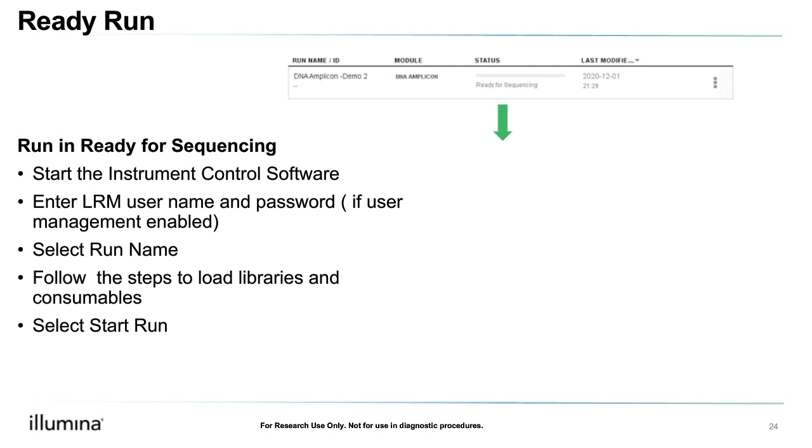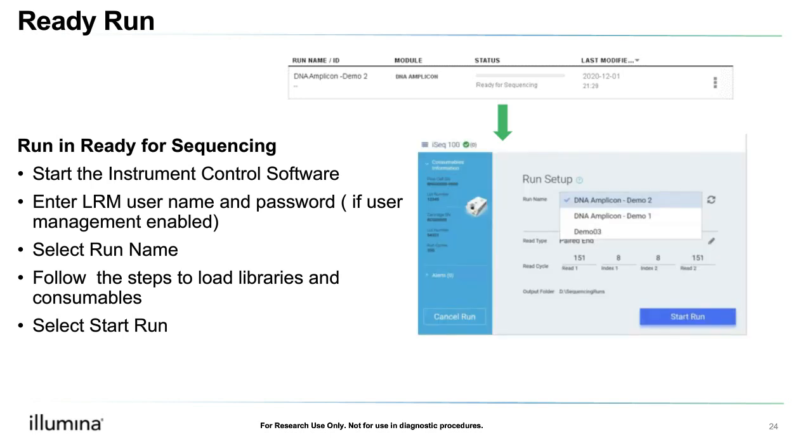You will enter the Local Run Manager user and password if you have user management turned on. This is an example of the MiSeq instrument. Once you start the instrument control software, select Local Run Manager and log in, you should be able to see the list of runs that you created in Local Run Manager, and you should be able to select the run name. You can follow the steps to load libraries and consumables, and you should be able to start the run.